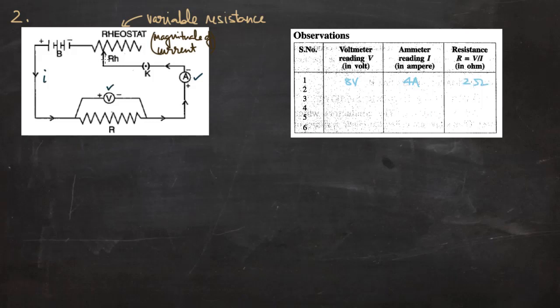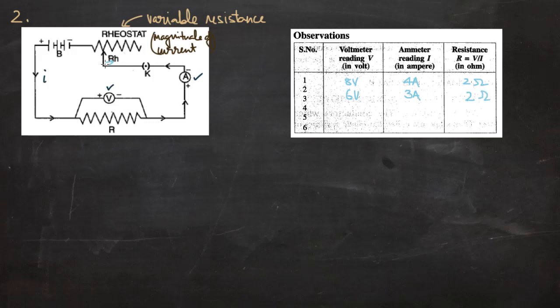In the next stage, I'm going to move this slider a little bit to the right, meaning the net resistance of this variable resistor is going to increase, meaning that the current in this circuit is going to decrease a little bit. Let's say the current has now decreased to 3 amperes, while my voltmeter reading shows 6 volt. What is the ratio of V by I in this case? It is again 2 ohms.